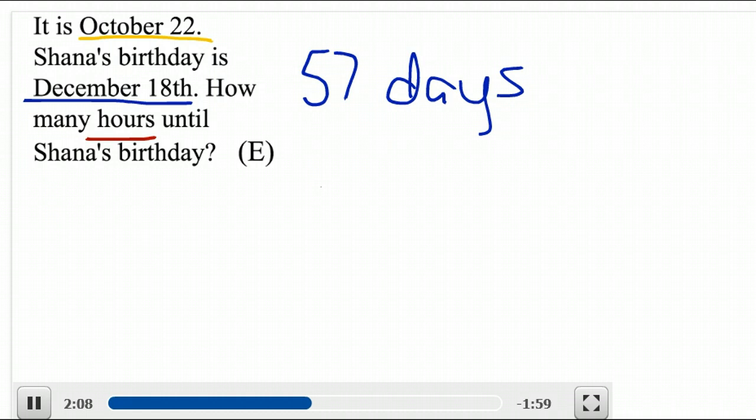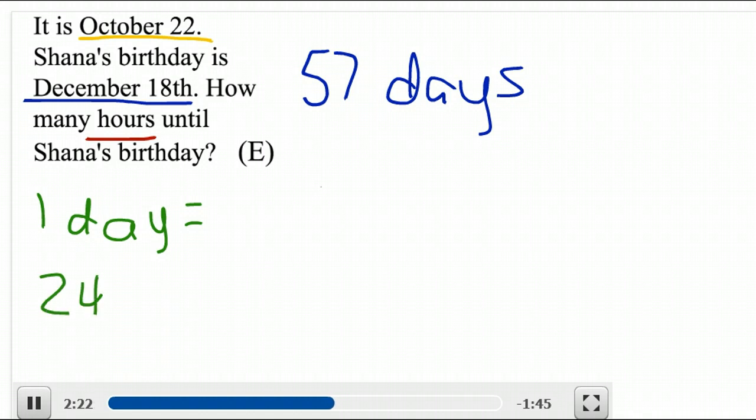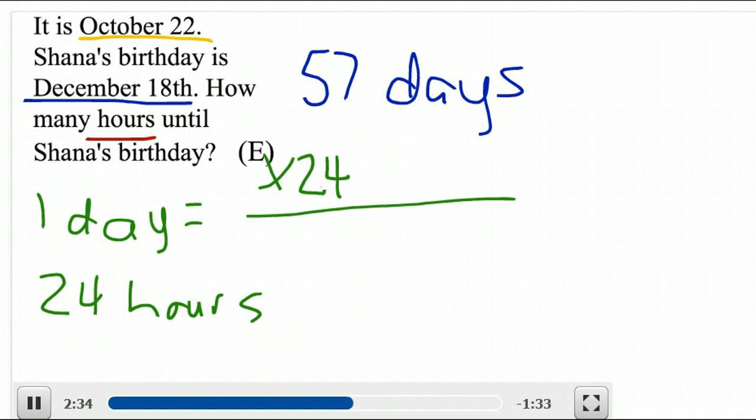But did the problem ask me for days? No. What did it ask me for? You got it. Hours. So what's the relationship between days and hours? 1 day equals 24 hours. So in order to turn days into hours, I've got to multiply 57 times 24. So I'm doing a 2-digit multiplication problem. You all know any strategies for doing this?